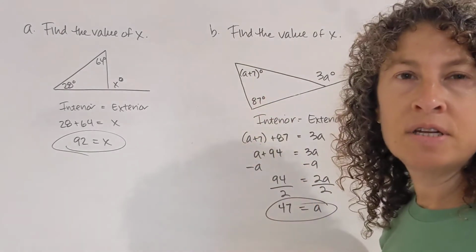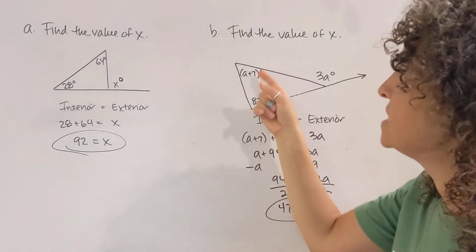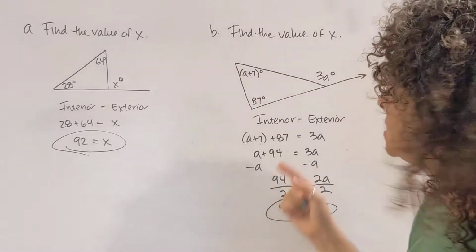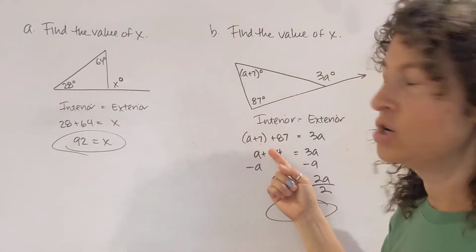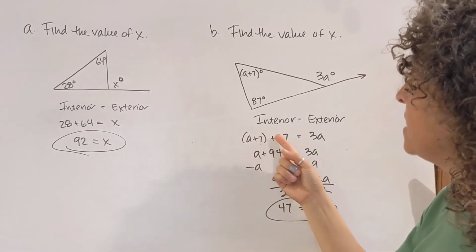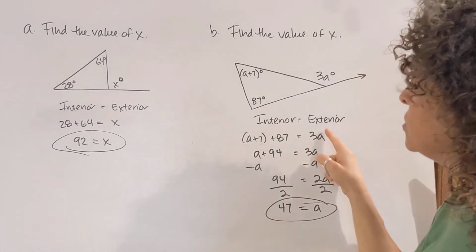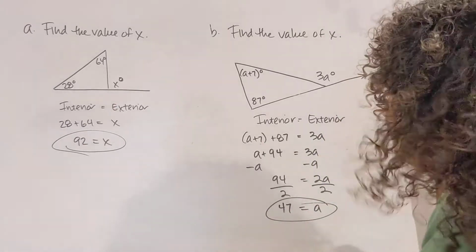Notice this a plus 7 is in parentheses. Again, that's just to point out that it's not 7 degrees. It's a plus 7 degrees. So that's the only reason my parentheses are here. Once I get going, I can pretty much ignore them. So I've got a plus 7 plus 87. Those are my two interior angles, and that's equal to my exterior angle, which in this case is 3a.